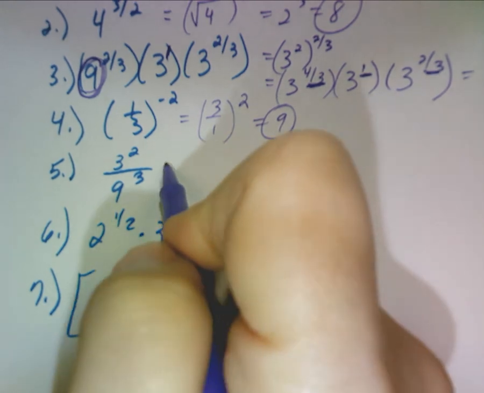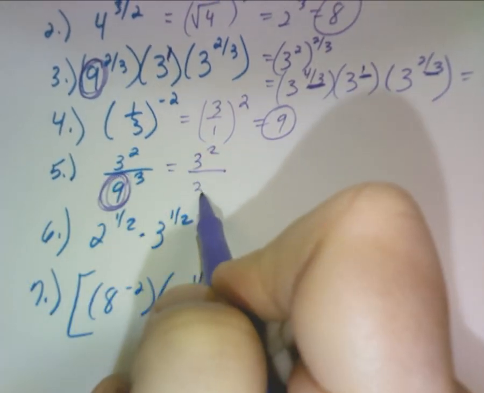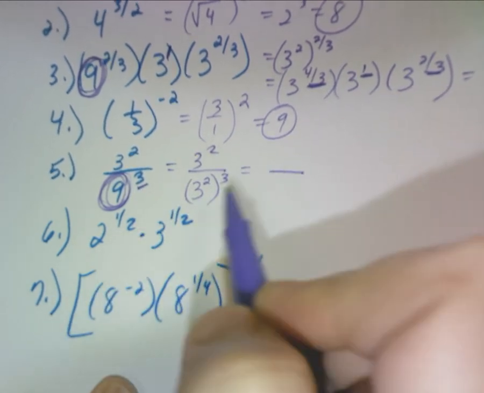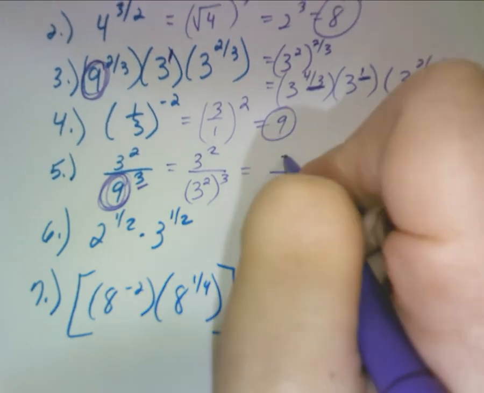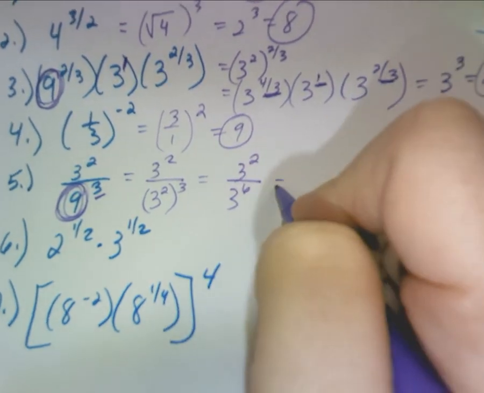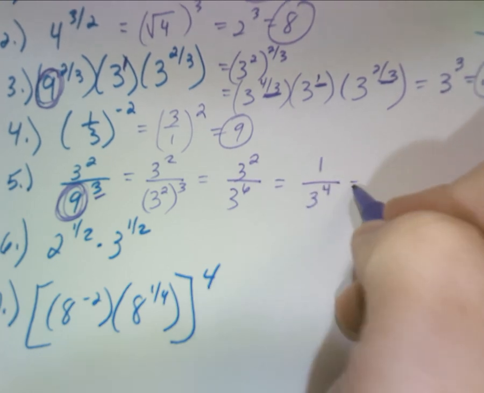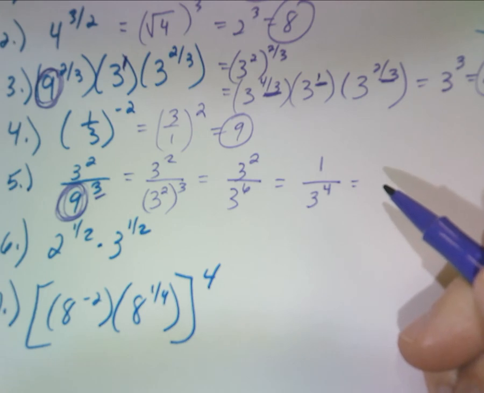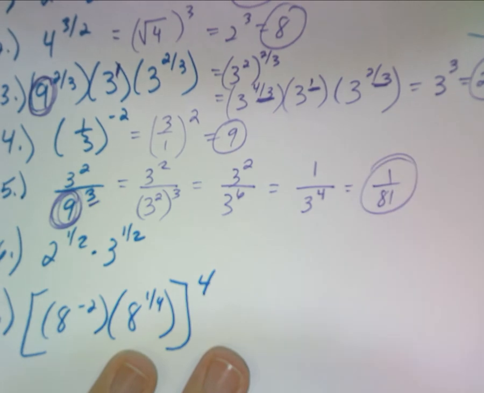So this is 3 squared. This 9 is also 3 squared, but raised to the power of 3. So what would that bottom become? 3 to the 6. So if you have 3 squared over 3 to the 6, that's 3 to the 4th on the bottom. And if you didn't know what 3 to the 4th is, that's fine. But you should know what 3 to the 4th is. 3 squared is 9. Another 3 squared is 9. 9 times 9 is, that's the answer, 1/81. I would have let you keep it like that if you didn't know.